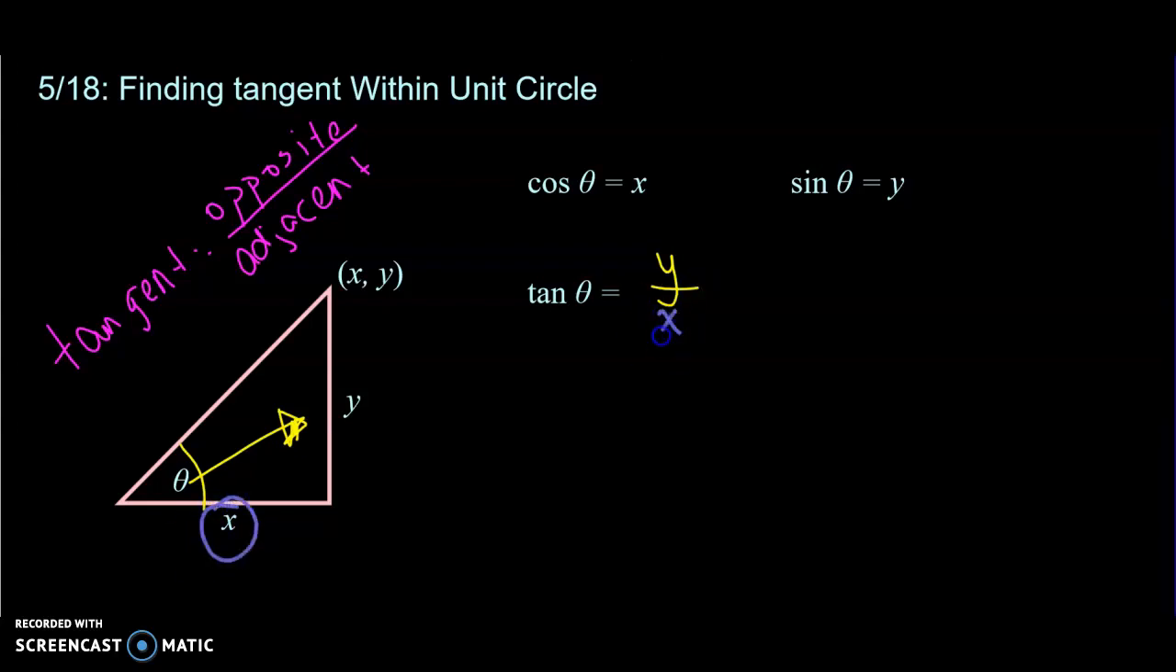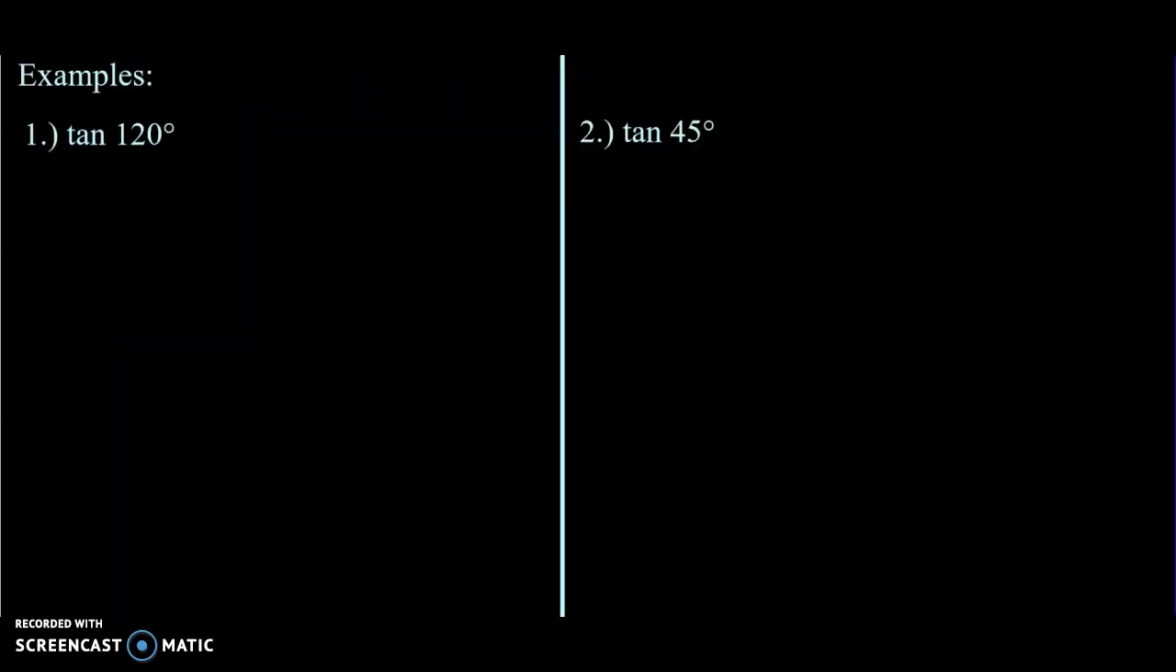x. Right? So then we are able to see that y is related to sine of theta, and x is related to cosine. So tangent theta is equal to sine theta over cosine theta, or y over x. Okay? So now we're going to apply that, do some examples from our unit circle.